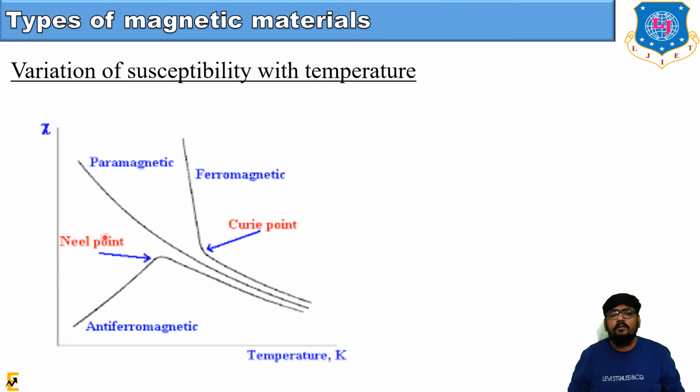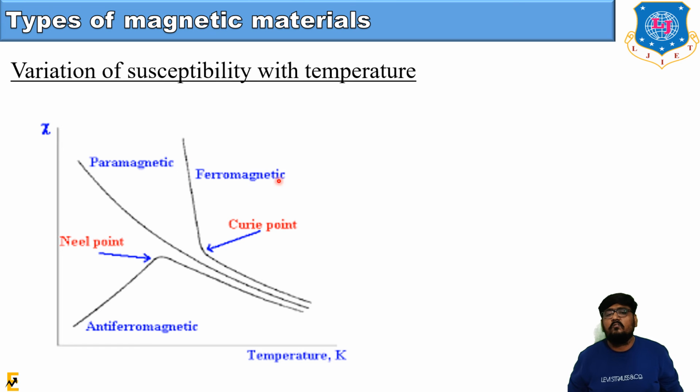Such a point is known as the Neel point, N-E-E-L. It is the point up to which the anti-ferromagnetic material's susceptibility increases with the increase in temperature. But after that, with the increase in temperature, the susceptibility decreases. So that point is known as the Neel point.